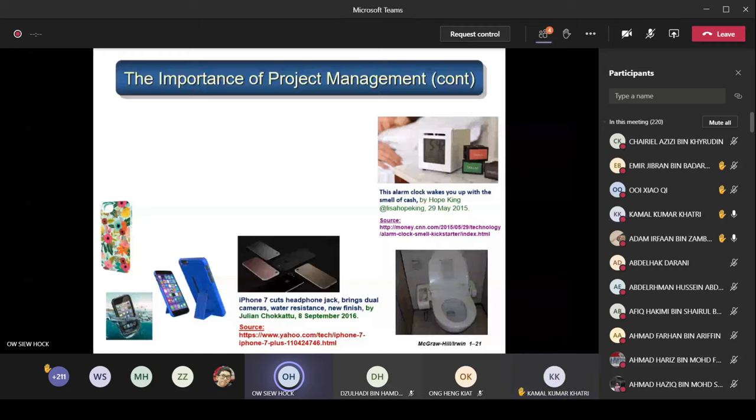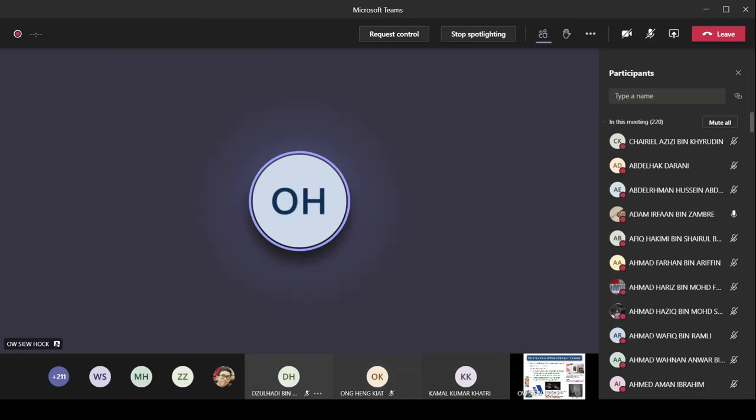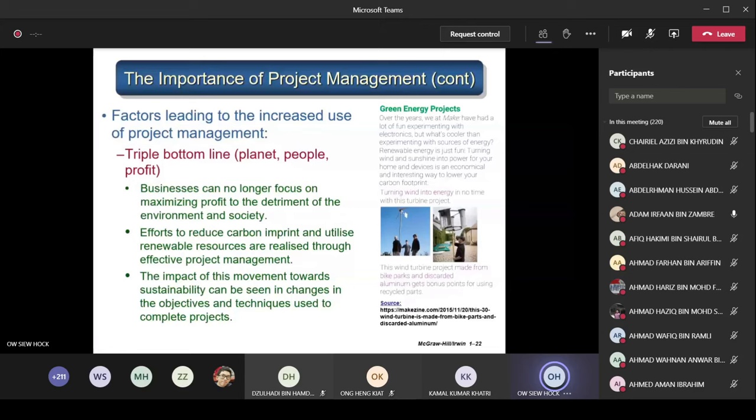Okay. So maybe you missed my explanation just now. Basically the knowledge explosion means that because of the advancement in all this knowledge, people produce new things. You see, now the handphone is waterproof, you can drop it and it won't crack. And all the alarm clocks now have smell, and the washroom becomes cleaner with the latest technology.